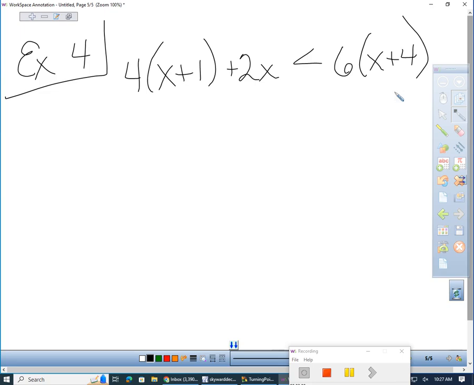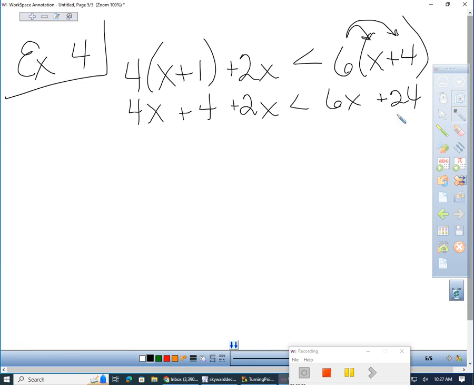All right, so first we have to do the distributive property. 4 times x is 4x. 4 times 1 is 4. To the end of the parenthesis, I'm done distributing. I'm going to bring down plus 2x. Less than. I also have to distribute on that side. 6 times x is 6x, and 6 times 4 is 24. Now I have to combine like terms on one side. 4x and 2x is 6x plus 4 is less than 6x plus 24.